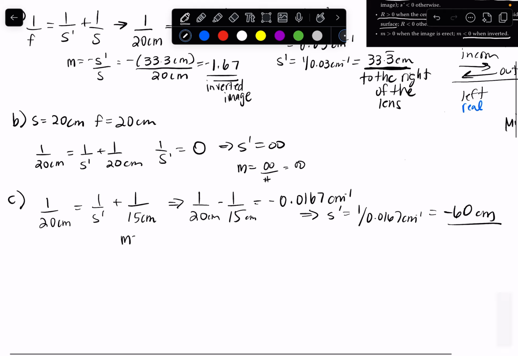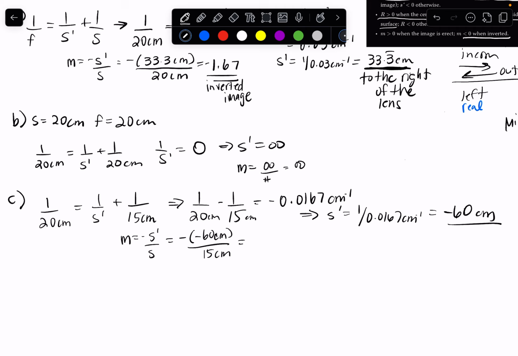And so the magnification, we have negative of a negative. Okay, 60 over 15. That is, I believe, 4. Should know that because of a clock, right? So that's positive 4. So it's upright. It's upright and it's virtual.